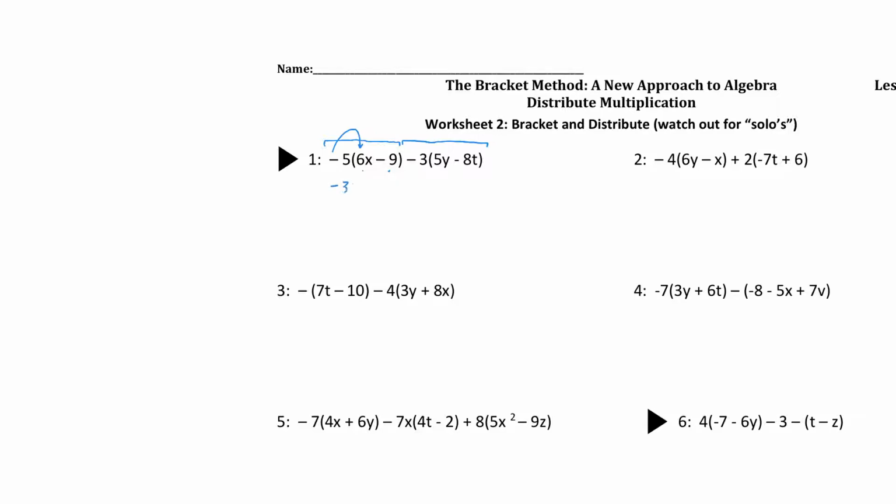5 times 6 is 30. Throw in the peas and the carrots. Take a deep breath and do it again. Now we have a negative times a negative, which creates a positive 45. And that takes care of that term.